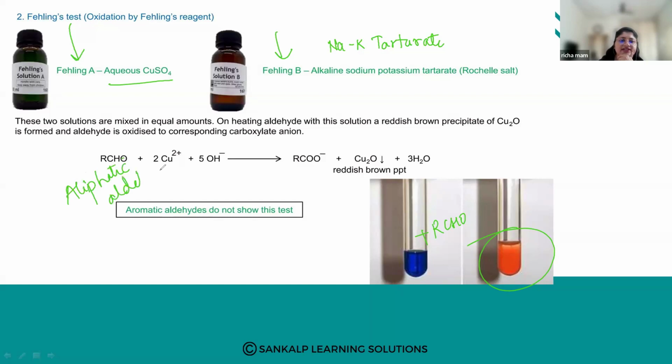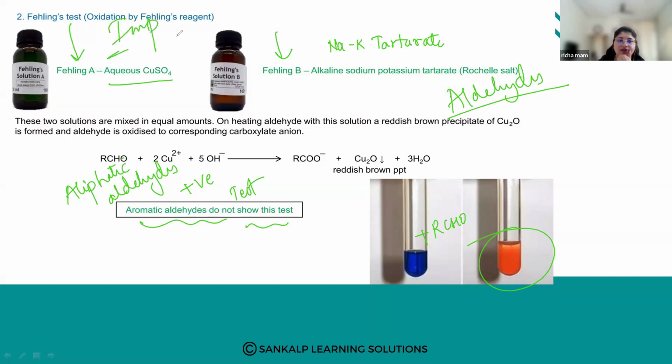Whenever you have aliphatic aldehydes, only these will give the positive test. Aromatic aldehydes will give a negative test. They do not show this test. Both the tolerance reagent and Fehling's solution give a distinguishing test between aldehydes and ketones, so they can be distinguished well. These are the two important tests for aldehydes, the tolerance test and Fehling's solution. Both these tests are important. Is it clear?